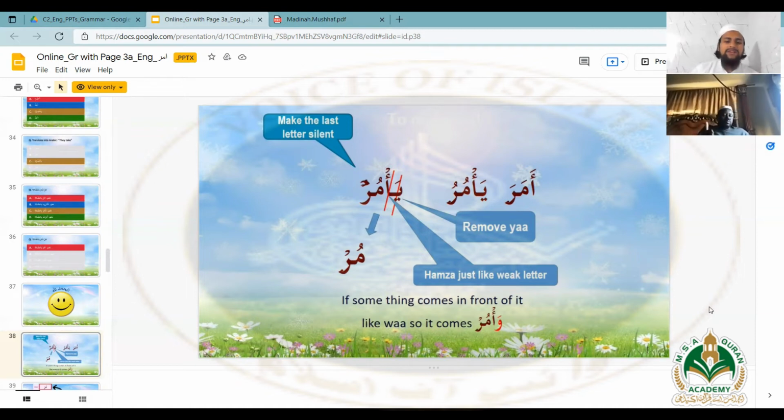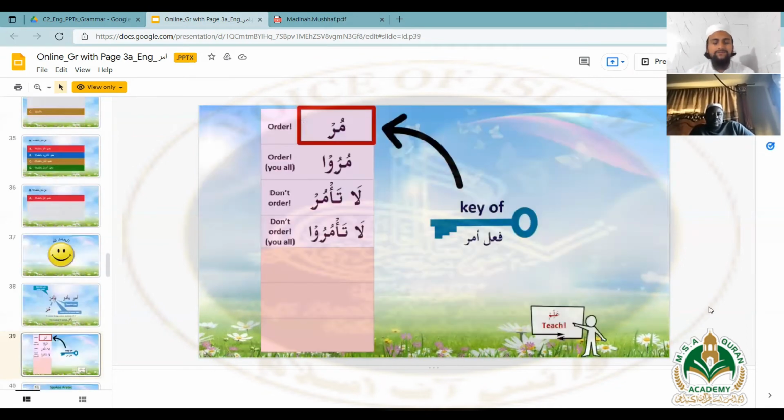If something comes in front of it, like Wa, it becomes Wa'mur. So Mur, Muru: order, order you all. La ta'mur: don't order. La ta'muru: don't order you all.